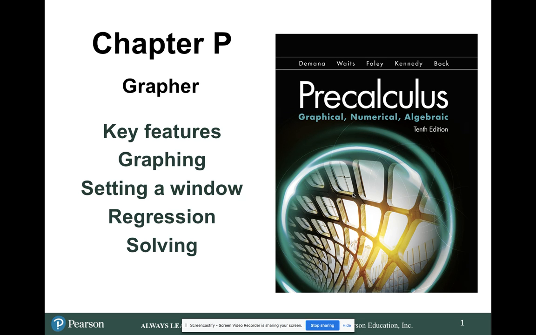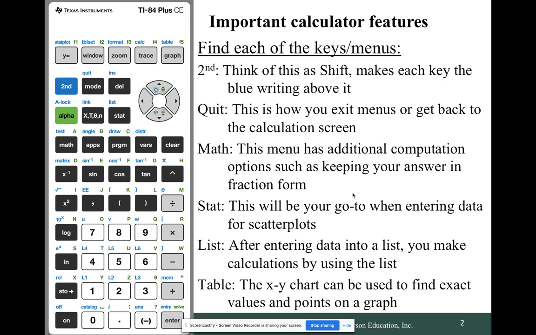So we're going to start off by looking for a few key features. And first, we're just going to go through and identify these buttons on your calculator. So the school recommends, and if you are a junior, sophomore, or freshman, you have to have this specific calculator, a TI-84. If you're a senior, you don't have to have this calculator, but we do highly recommend it because this is the calculator that we kind of use as our model.